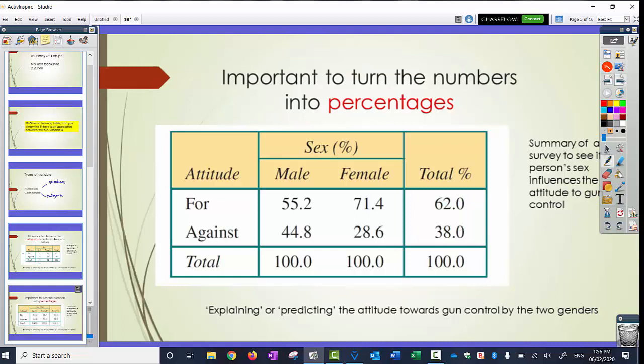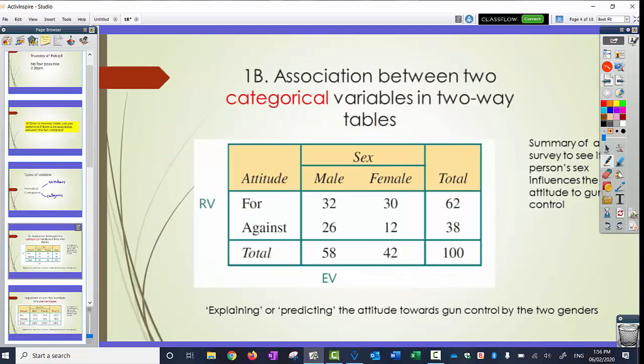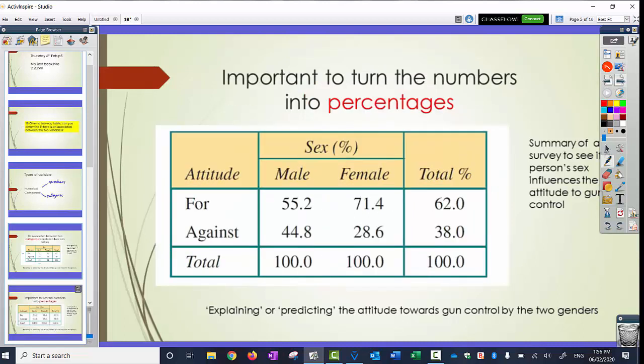Which is why I thought your answer was interesting, because the numbers are about the same, but in fact it's a higher percentage because fewer women were asked in the first place. So that's one of the things you have to do, is put them into a percentage. And that's a two-way table.